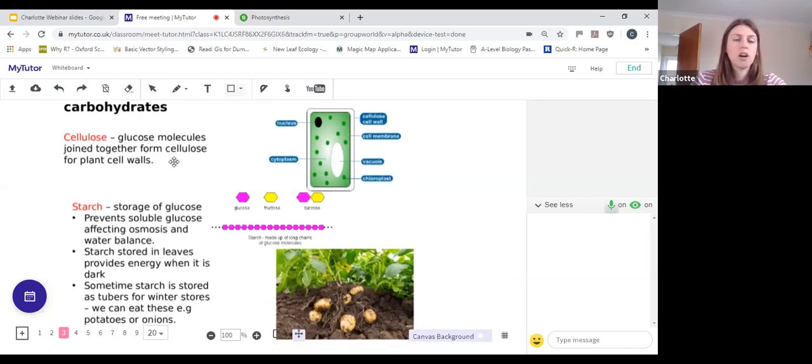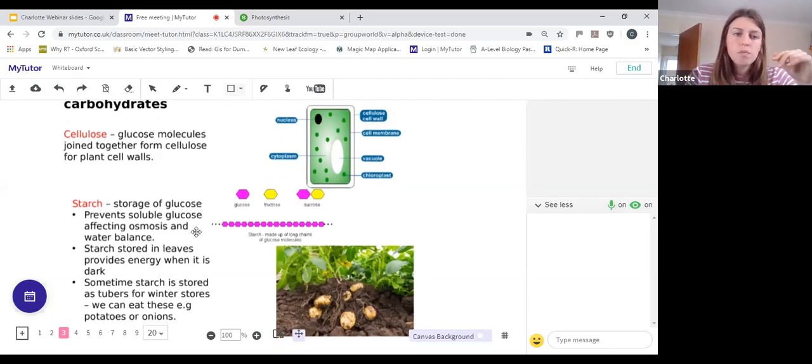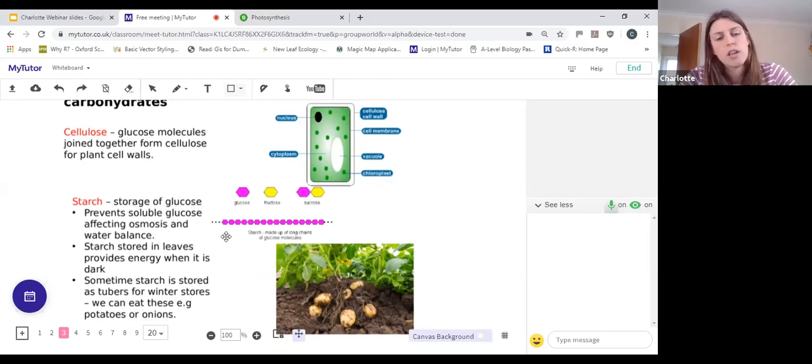The second carbohydrate form of glucose is starch. Starch, again, is a long line of glucose molecules. Starch and cellulose are slightly different. They have other components, but you don't need to know them in detail. You do need to know that both of them are formed from lots of glucose molecules. So starch is the way that glucose is stored. Starch is kind of like the larder in plants.